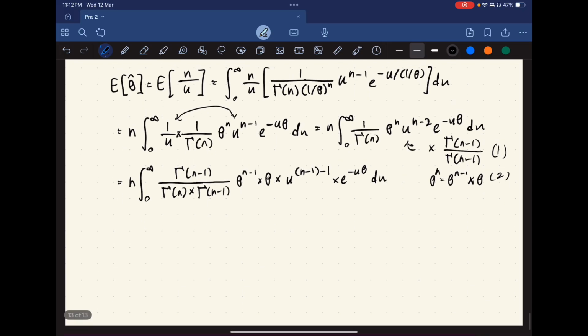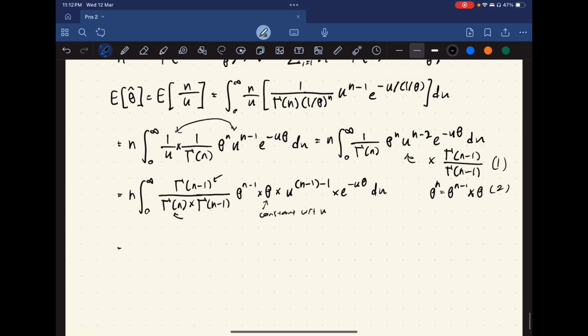Now we apply another step, another trick, by making a few observations. We note that this here is constant with respect to u. Same goes with this one, and also gamma n. If we bring them outside, we will have this. We bring all the constants outside, only the selected ones.